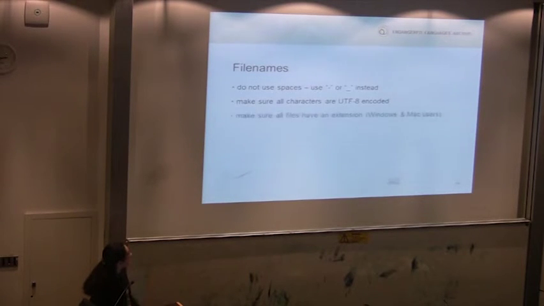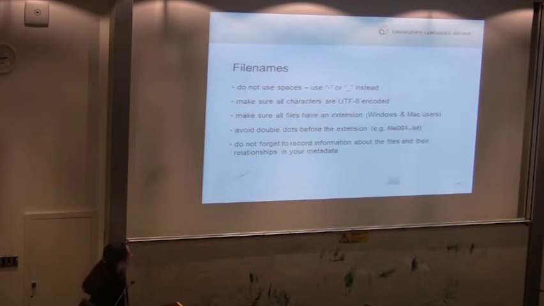Do not use spaces, use dashes or underscores. UTF-8 is important. Some people might say ASCII only, but because you wouldn't know if it's UTF-8 or not, UTF-8 is good. Make sure all files have an extension. We get loads of files in the archive that don't have an extension, especially from MARC users. It's just a nightmare because you have to try and rename it and find out what file it is, or run it through some software to tell you what kind of file type it is. Avoid double dots and do not forget to record information about the files and their relationships.